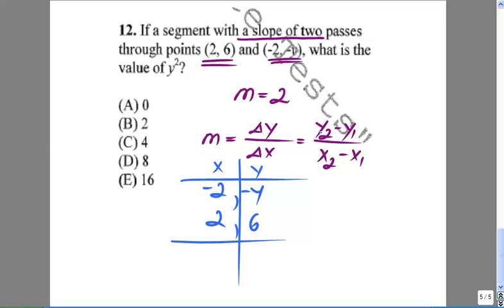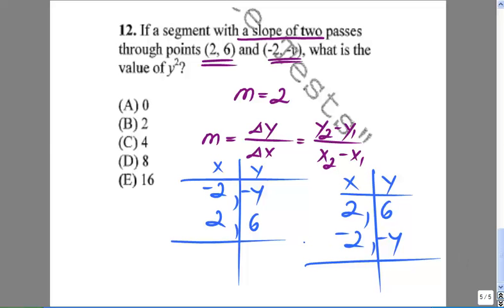To find the changes in y and x, you're going to subtract y from y, x from x. Maybe for this problem the better option would be to write (2, 6) and (-2, -y). That's the x, that's the y. I'm going to subtract the bottom from the top. 2 minus negative 2 is going to be 4. You guys understand that? When you subtract, you change both signs or you add the opposite. That's how we get 4.